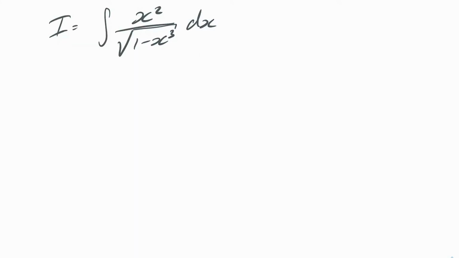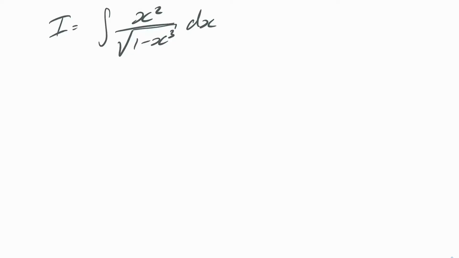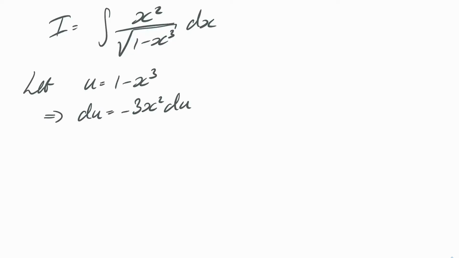Let's consider the integral of x squared over the square root of 1 minus x cubed. How can I use substitution here? Well, if I note that the derivative of the 1 minus x cubed part is just proportional to x squared, that's the first clue in order to use the substitution rule. So I let u equal 1 minus x cubed, then du is minus 3x squared dx.